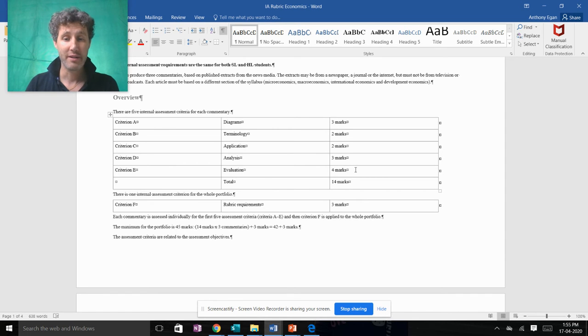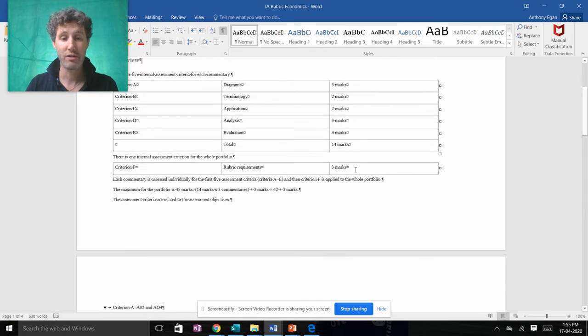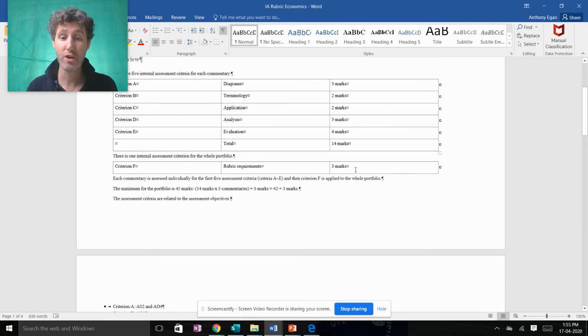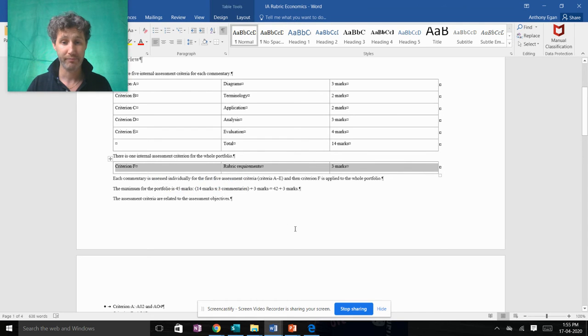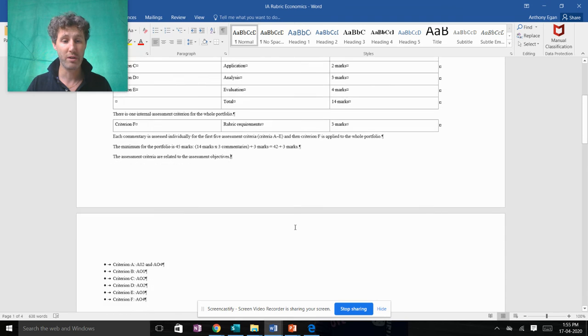And then we have analysis and evaluation. Analysis is 3 marks and evaluation is 4 marks. So, each commentary is worth 14 marks. And the 14 marks for the commentary is obviously 1 of 3. So you multiply 3 by 14, you get 42. And then there's 3 extra marks, what we call rubric requirements. I'll talk about those in a moment.